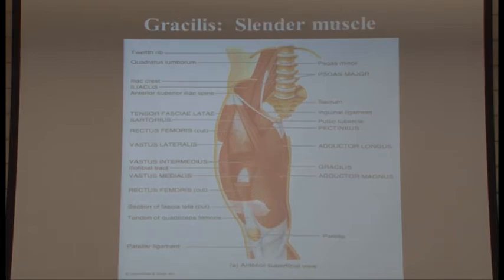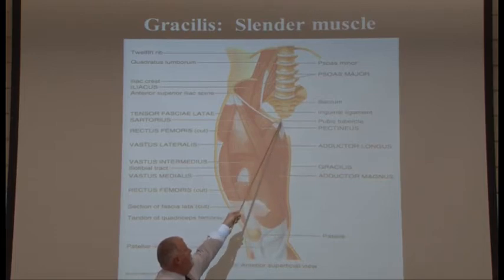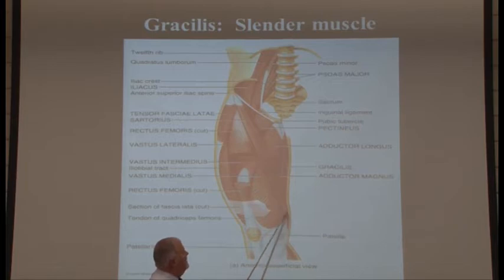Then gracilis is a slender muscle. So we have a very slender muscle on our inner thigh, and it runs from the pubic bone all the way down to the knee area here. It's kind of interesting because if you look at its action, it's an adductor.